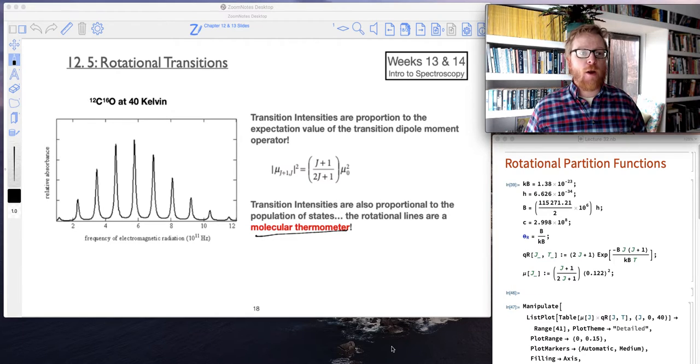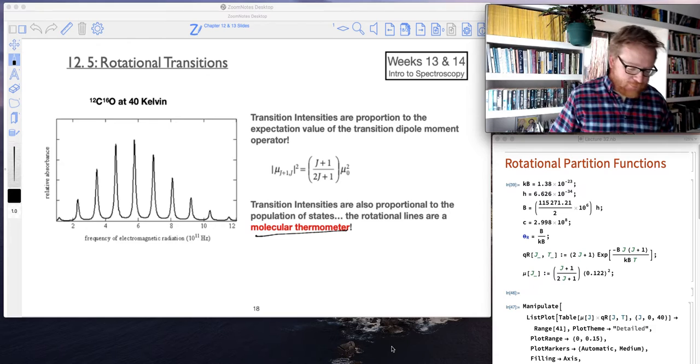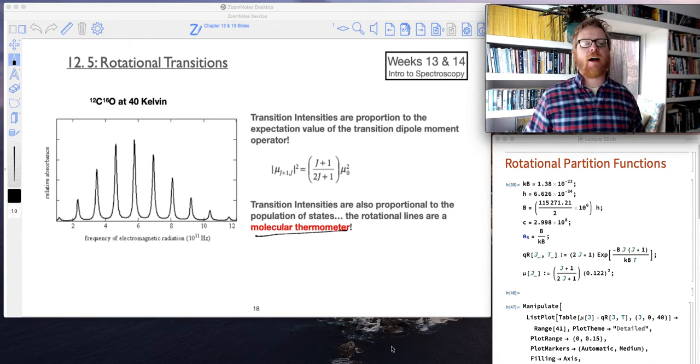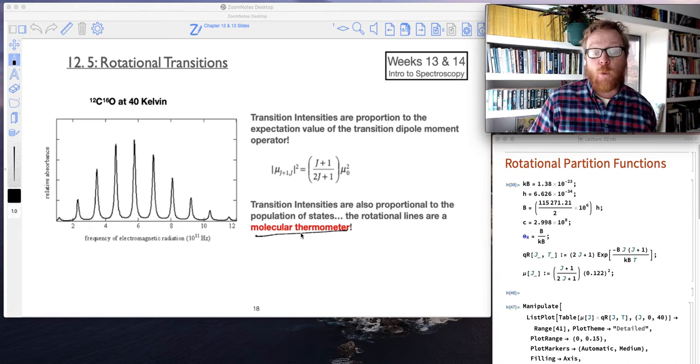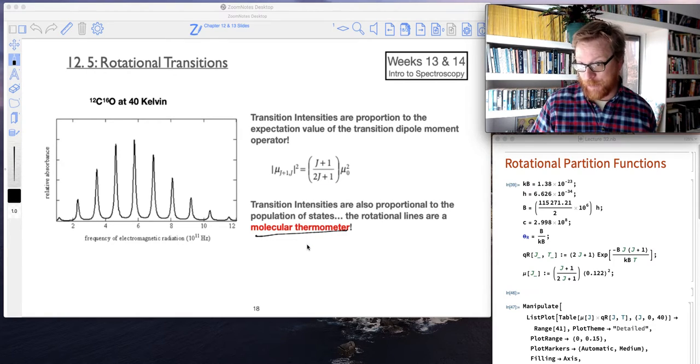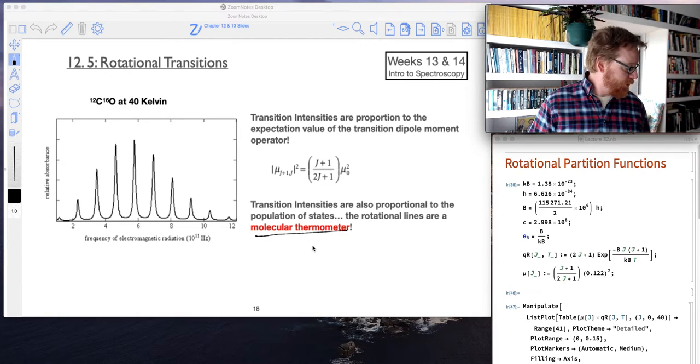We left off on rotational transitions. And where I left off last time was I just kind of briefly mentioned that we can use rotational spectra as a molecular thermometer. And that's due to the population of states.